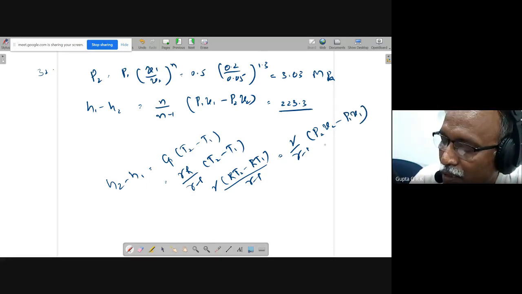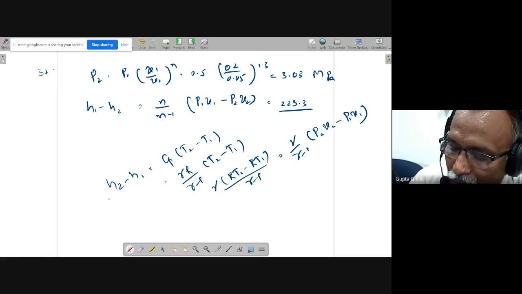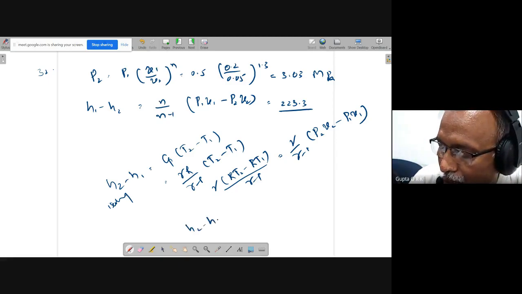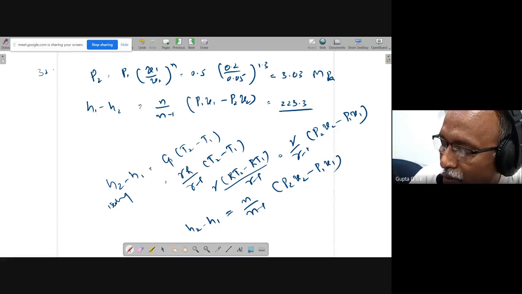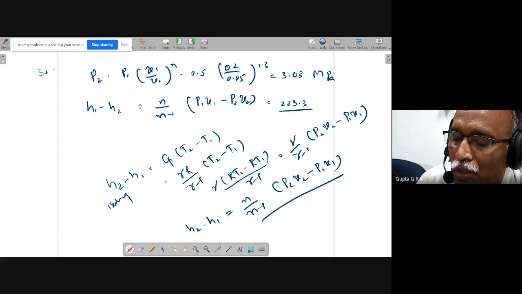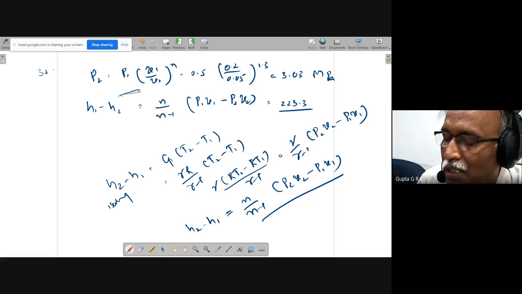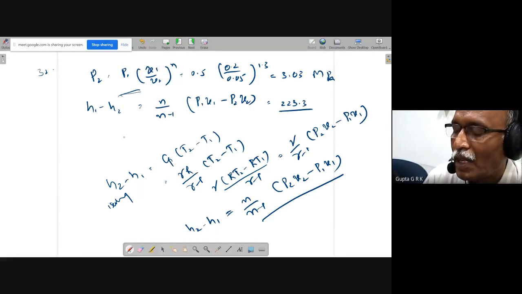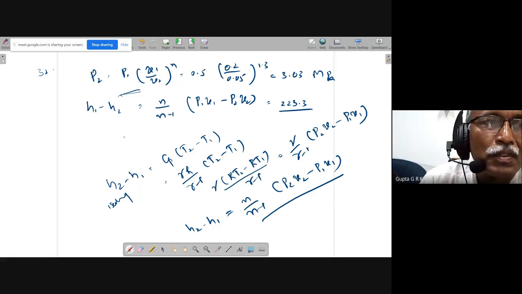This is for isentropic. If it is polytropic, just replace gamma by n. So you will get n by n minus 1 into P2V2 minus P1V1. You are not given P2, so you can find P2 from the PV power n equal to constant relation. Once you get P2, you can substitute in the relation n by n minus 1 into P1V1 minus P2V2. This is the way you will get that.